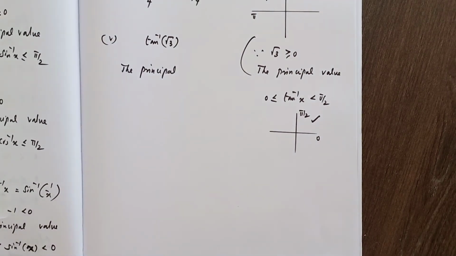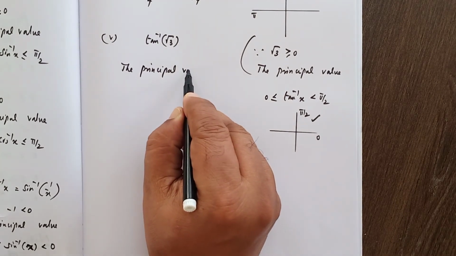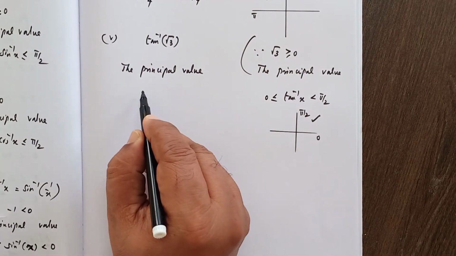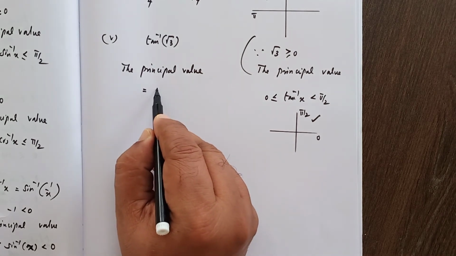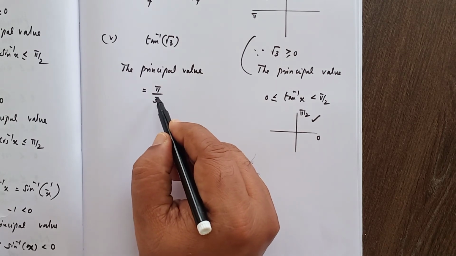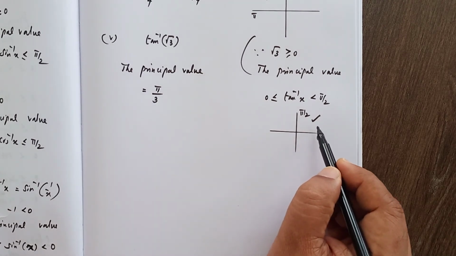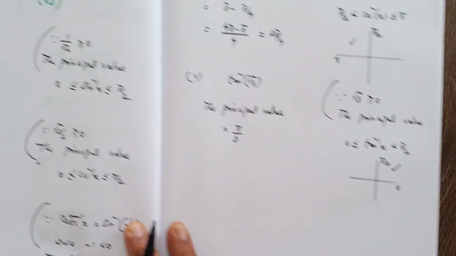Principal value is equal to pi by 3. Pi by 3 is equal to 60 degree. Pi by 3 lies in which quadrant? First quadrant. Okay. Now here also I draw the diagram.